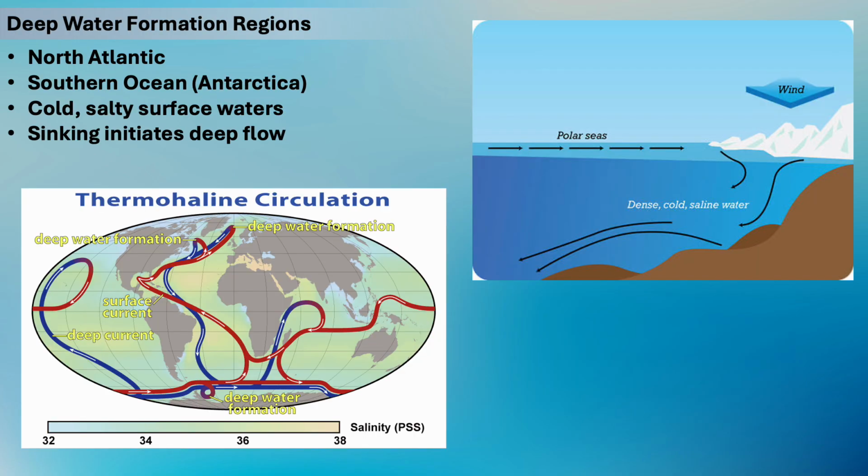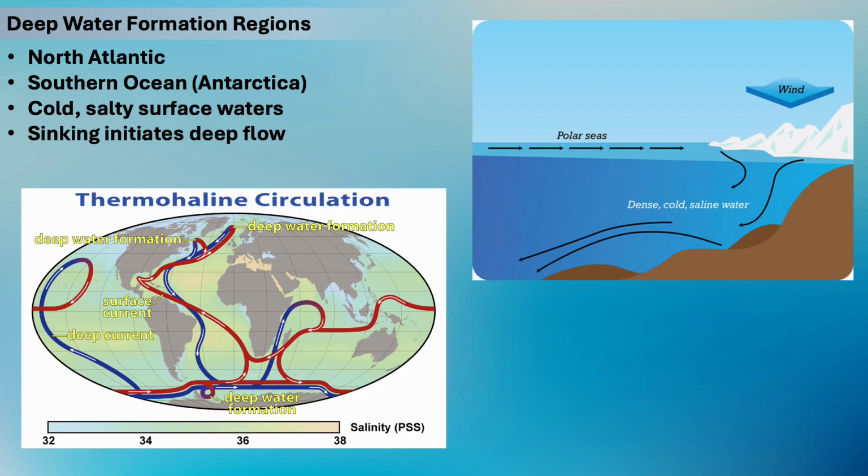Deep water does not form uniformly across the global ocean. It forms in very specific geographic regions where the necessary density conditions are met. There are two primary deep water formation regions in the modern ocean. One is the North Atlantic. The second is the Southern Ocean surrounding Antarctica. You can see those labeled on the diagram to the left.